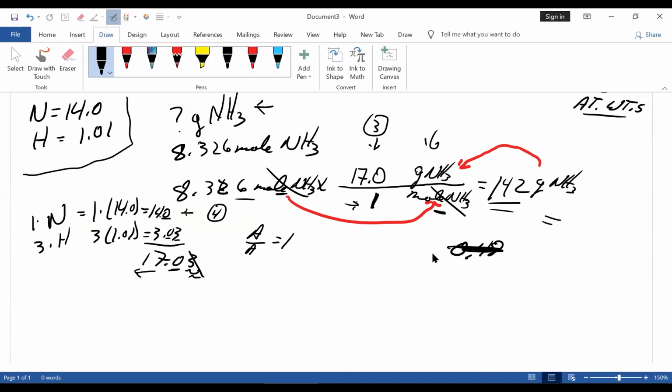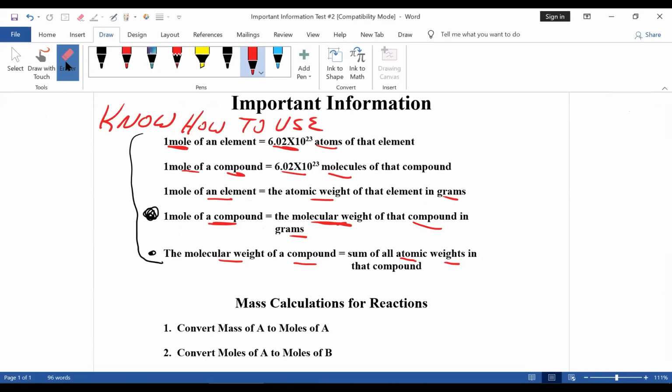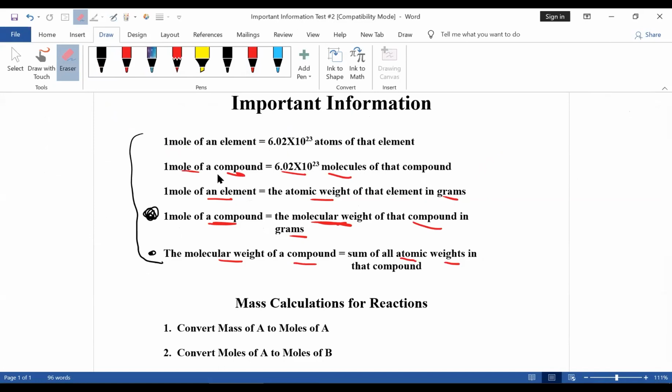And that's how you do it. And I'm going over this again because this is one of the most important skills in all of general chemistry, and that is how to go from grams to moles, moles to grams, moles to atoms, and moles to grams. You should know. Now, before we leave the screen, you should still know how to use it. Let me just clean it up a little.